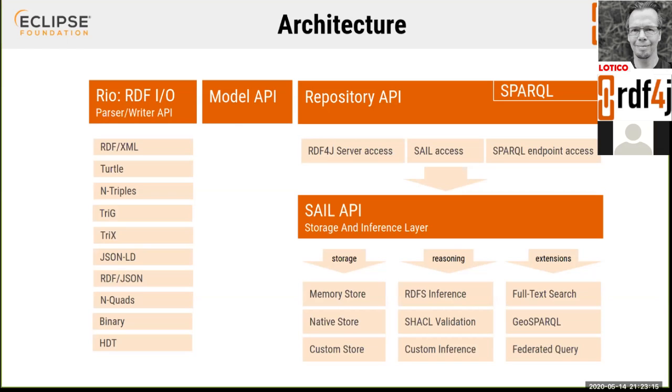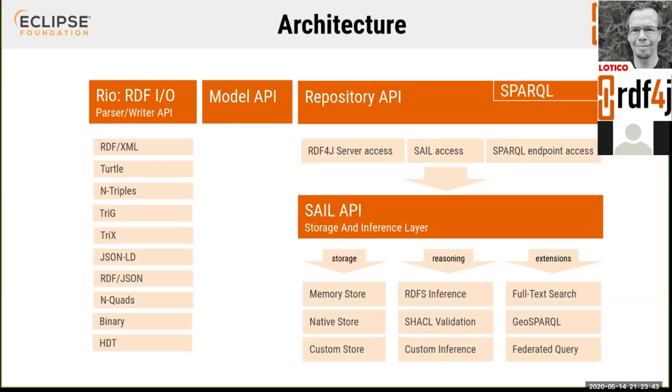In the middle there is something called the model API. This is really the foundation of the framework in a sense. It is the Java representation of RDF, namely RDF statements and values and IRIs and literals and all of that, as well as RDF graphs, which we actually rather confusingly call models as well. I won't go into the details of why we do that, but we'll see a few examples of that later on in this talk.